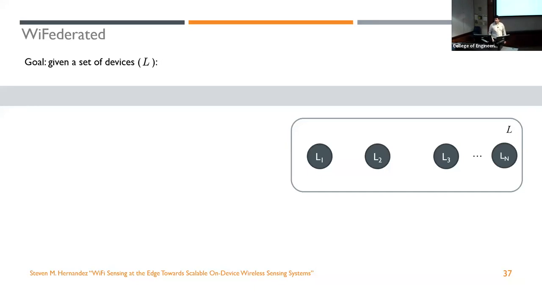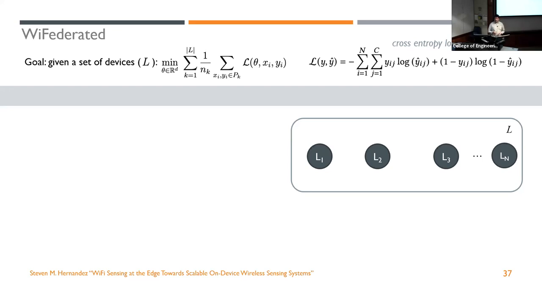We're given a set of locations L. We've got L1, L2, L3, LN in the illustration here. We want to find a machine learning model that minimizes, for all locations and for all data at each location, all the data that was available in that buffer, some loss function. We want the cross entropy loss here. The thing is, P_K, which is the data at each client device K, we want to make sure that remains private. I don't want to share all of my information with my peers, and I don't want to share all of my information with a central server or central entity or company.